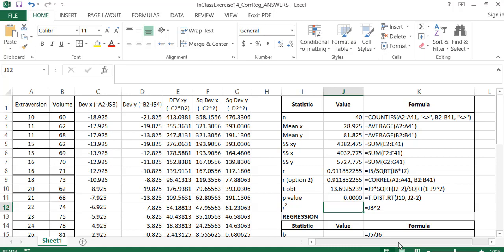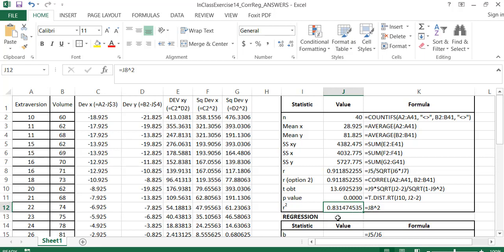For an effect size, we can take R and then square it, and that gives us one effect size. There are also ways to get eta squared from t squared. We're not going to go through all of them, but this gives us a sense of the variability that is shared between these two variables.